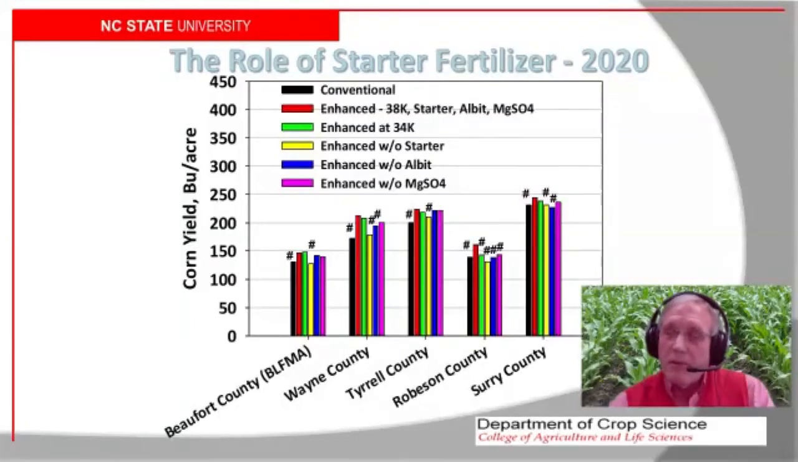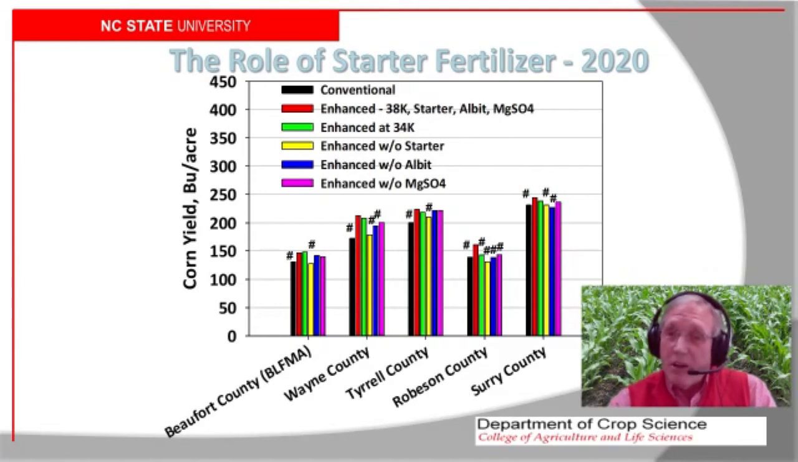Again, if you remember me mentioning this, we're comparing these treatments with the enhanced. The enhanced had the 38,000 seeding rate, the starter, all of it, the main sulfate. In this case, I just want you to focus on that red bar versus where we did not use the starter. So it was the enhanced, we had the other three treatments in there, we dropped the starter. So if the starter had an effect, we would see a significant drop in yield.